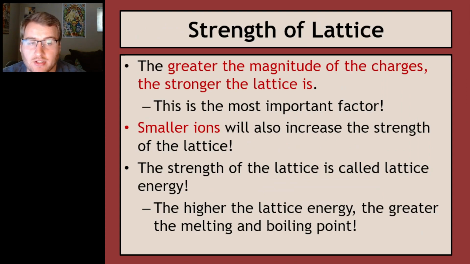The greater the magnitude of the charges, the stronger the lattice is, and this is by far the most important factor. But if they're tied, if they have the same charges, you can figure out which one is expected to be stronger by looking at the ion size. Smaller ions will also increase the strength of the lattice, just not quite as much. The strength of a lattice is called lattice energy, which is defined as how much energy it takes to break apart that lattice. The higher the lattice energy, the greater the melting and boiling point of that salt.